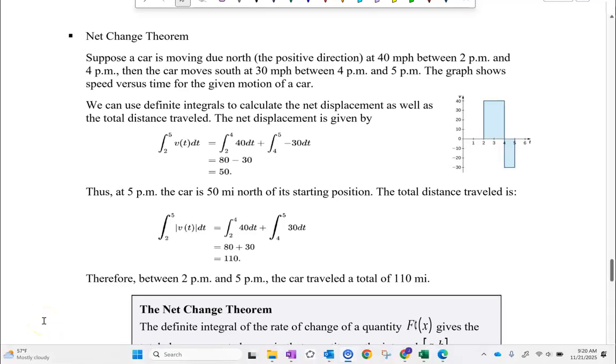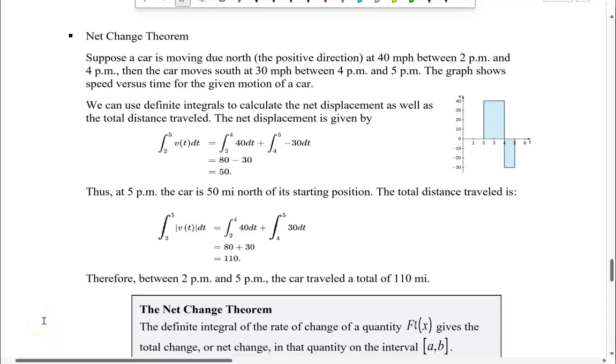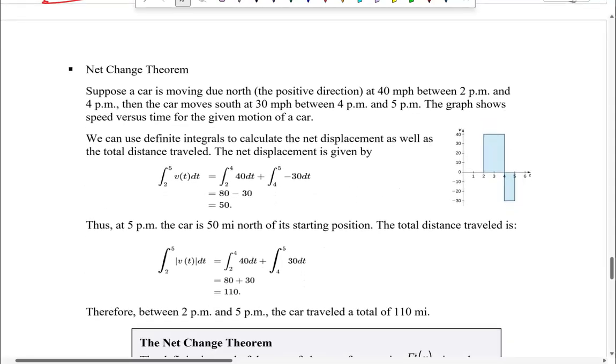All right, so this is a continuation of the section 5.3 notes. In class, we got through everything except for the net change theorem, so we'll go through that right now in this video. To start off, let's just look at something kind of straightforward here.